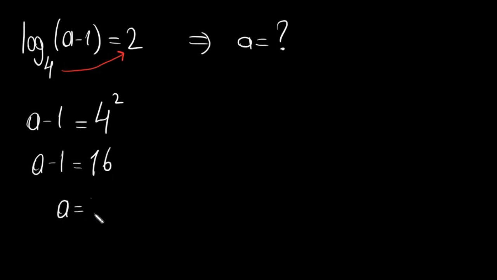And a is going to be 16 plus 1. A is going to be 17. I'm adding 1 to both sides in order to get rid of the negative 1 here. So a is going to be 17.